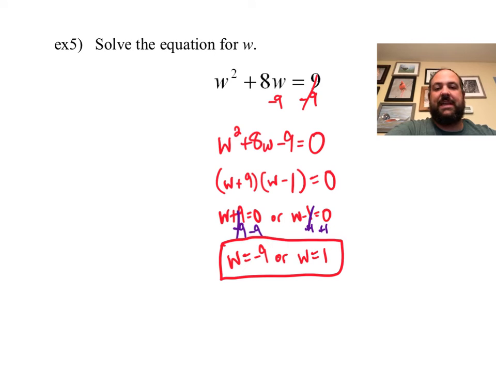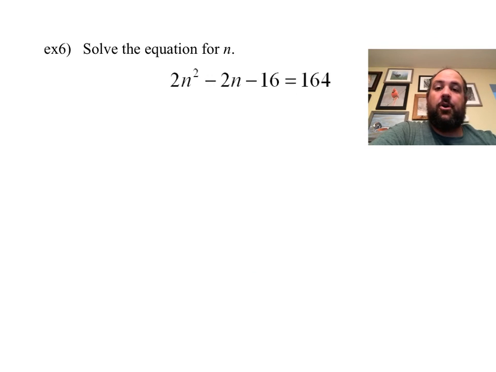We got one more example to work through, and then we'll talk about what your assignment is for this week. All right, here's our final example. 2n squared minus 2n minus 16 equals 164. Working through the process. If you want to try this on your own, go ahead and pause and rejoin when you're ready. First thing I need to do is get everything on the same side.